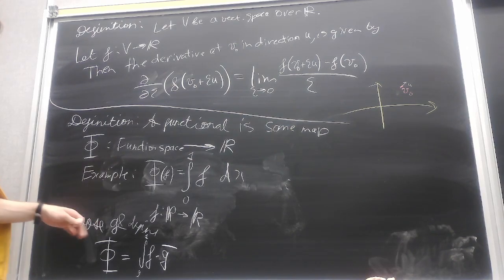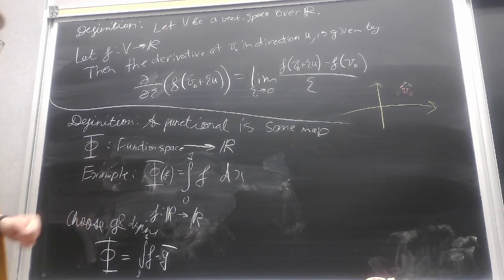Okay, but do people understand overall the idea of a functional? You take a function, you give me a number. That's it. It doesn't have to be linear. Just a function in, a number out.